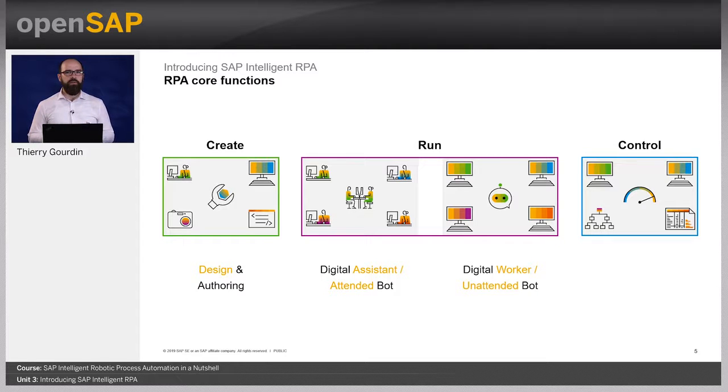On the other hand, an RPA solution must be able to run unattended bots as well. From a technical standpoint, an unattended bot is generally deployed on virtual machines and is executed through a schedule or a trigger. From a functional standpoint, it behaves as a digital worker, aiming to execute manual and repetitive processes with low added value. It covers a whole process.